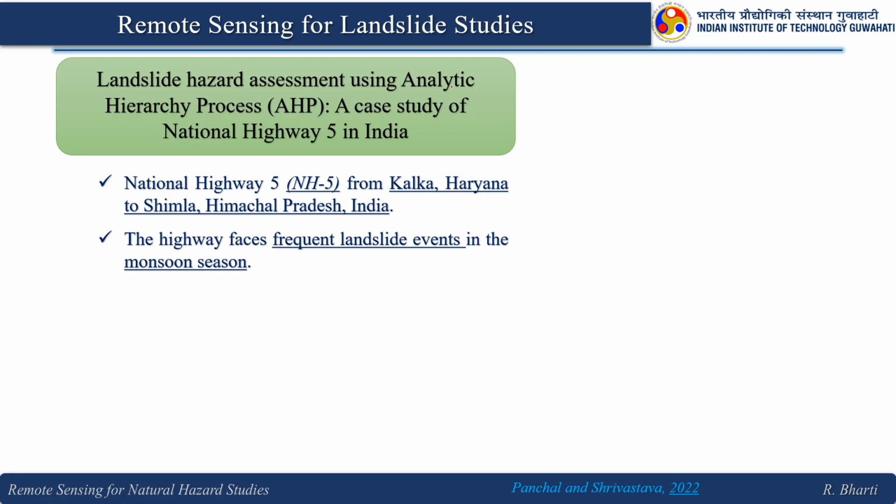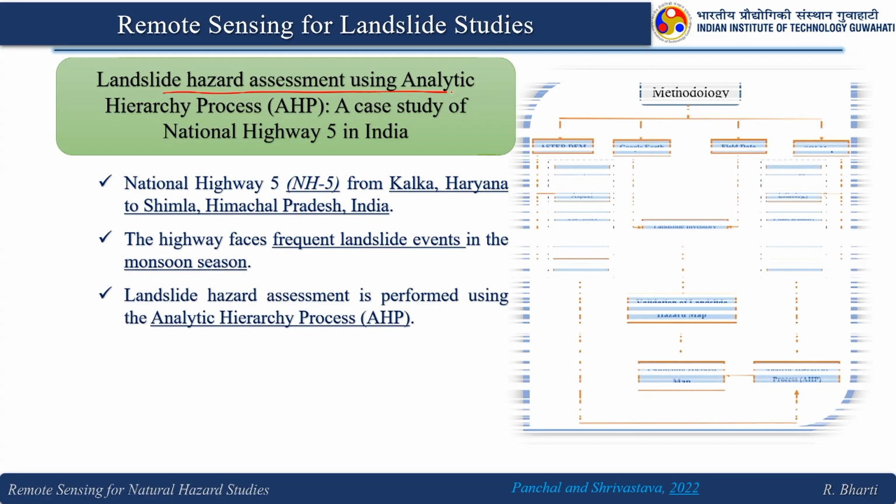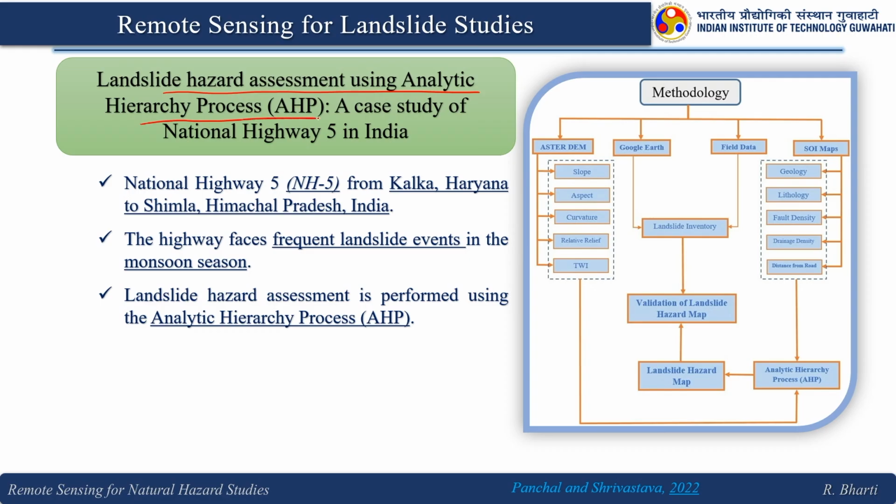Now, let us talk about the landslide hazard assessment using analytical hierarchy process AHP, a case study from National Highway 5 in India. Here it is from Kalka to Simla. This highway faces frequent landslide event in the monsoon season. Landslide hazard assessment is performed using the analytical hierarchy process. So, this is from this particular publication.